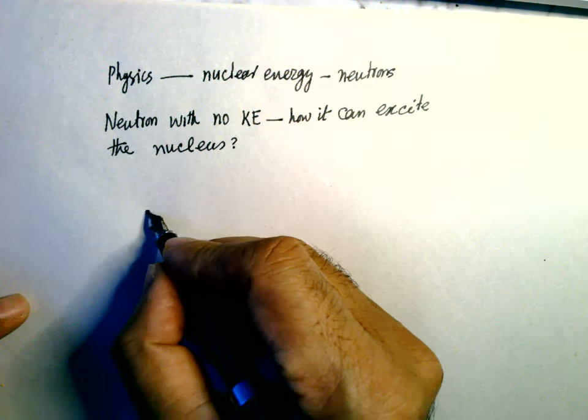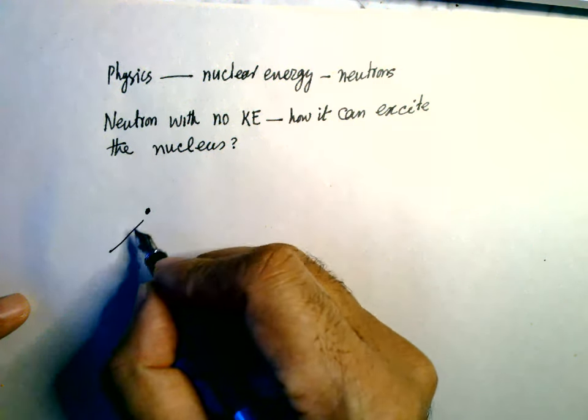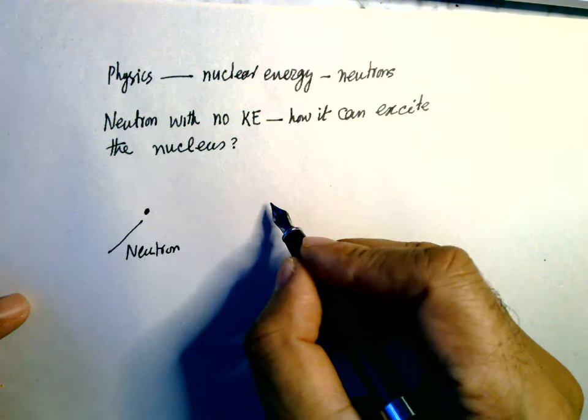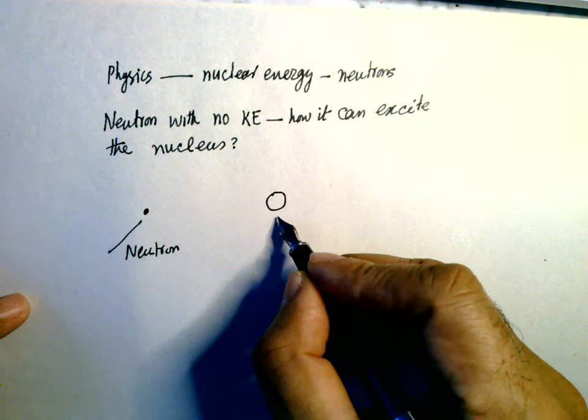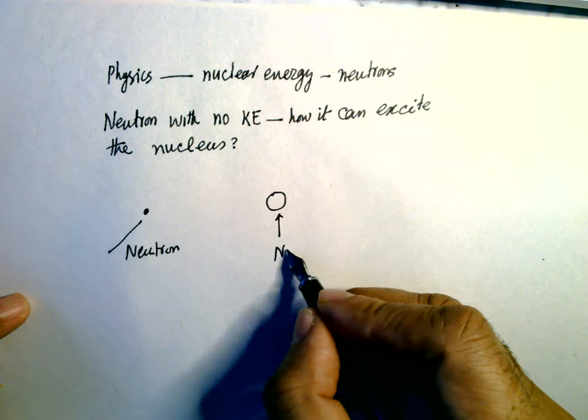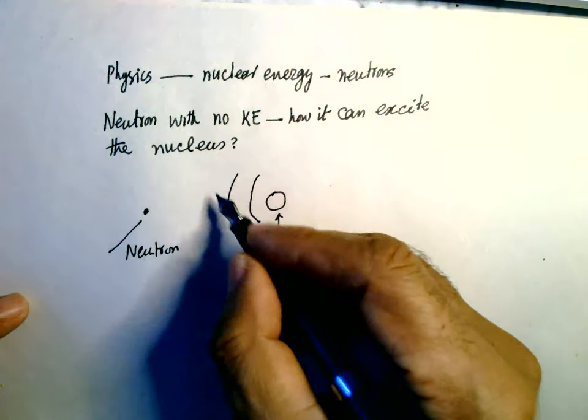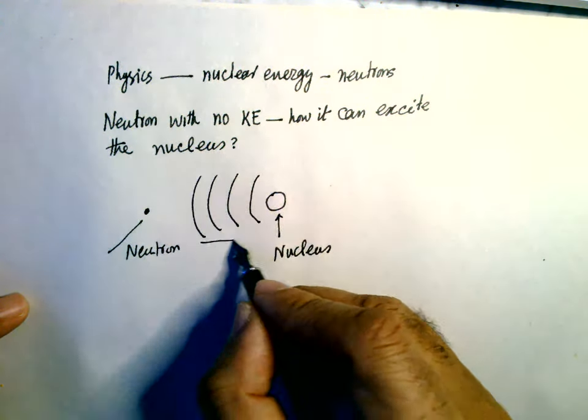So this is a neutron. Suppose it's going toward the nucleus. This is the nucleus of an atom, and these are the electrons.